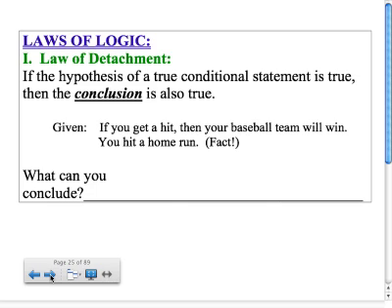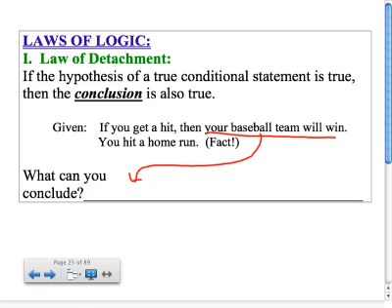Okay, so a couple laws of logic we're going to look at. The first one is called the law of detachment. Okay, the law of detachment says that if the hypothesis of a true conditional statement is true, then the conclusion is also true. For example, if you get a hit, then your baseball team will win. You hit a home run. What can you conclude? Your team will win.